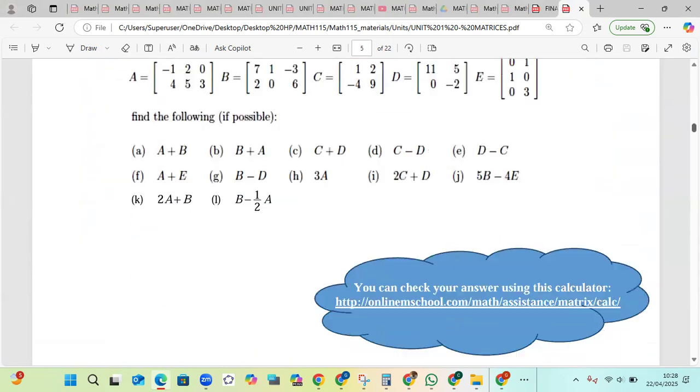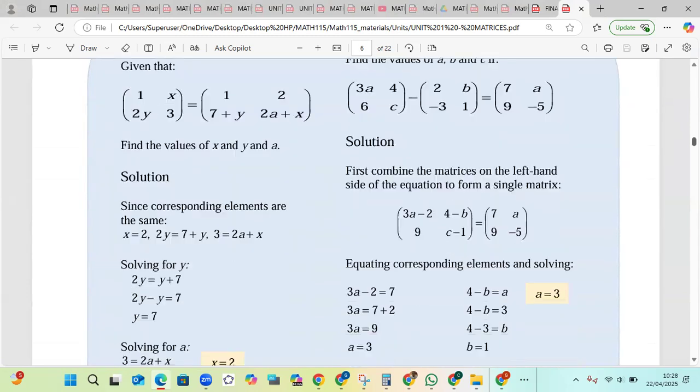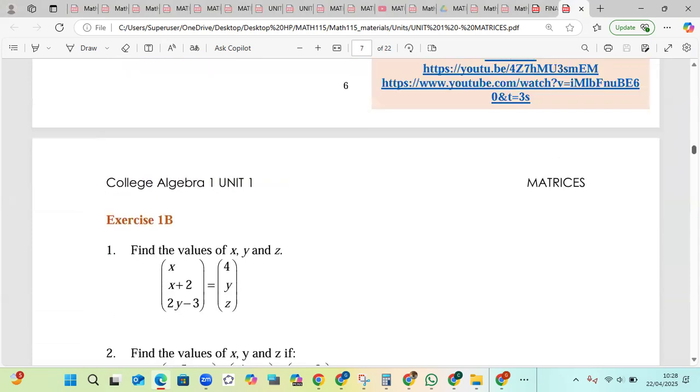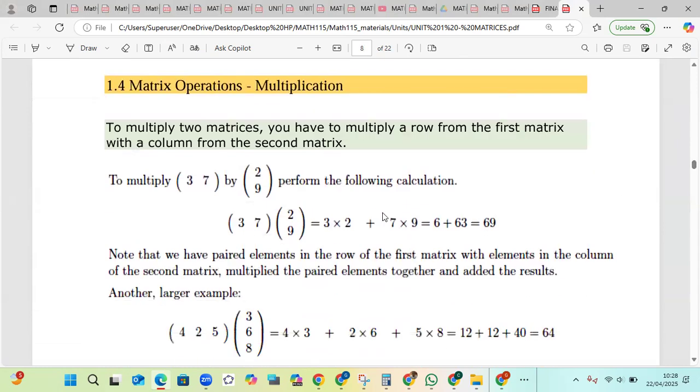And here you have some exercises, and it continues with equal matrices. Okay, go down, and then you have some exercises. Go down to page 7. Page 8, matrix multiplication. Specifically, you will see where matrix multiplication involves multiplying the rows by the column, and you have to add just to get one number. So 3 times 2 plus 7 times 9, and that will just give you 69 for this example.